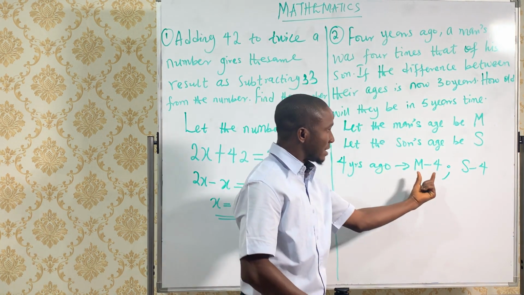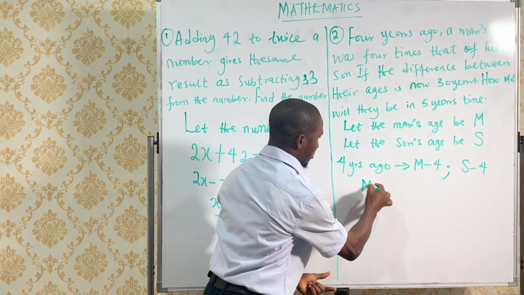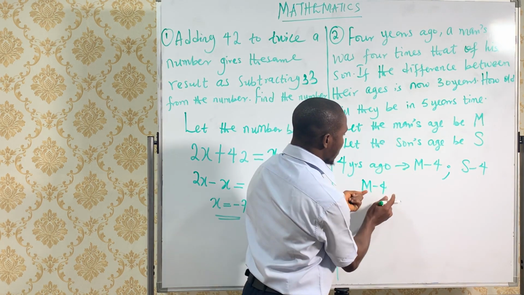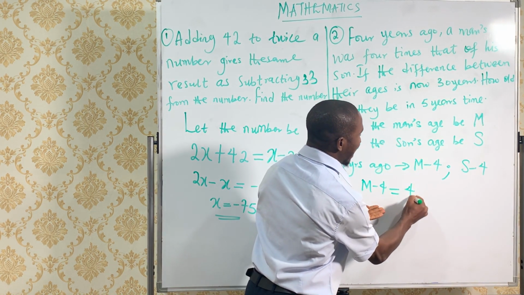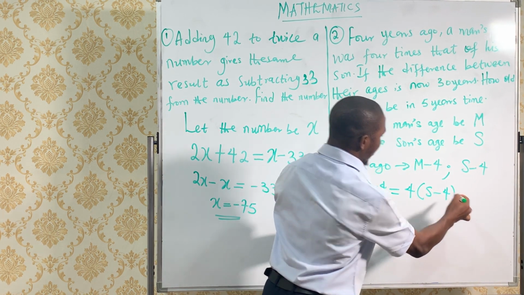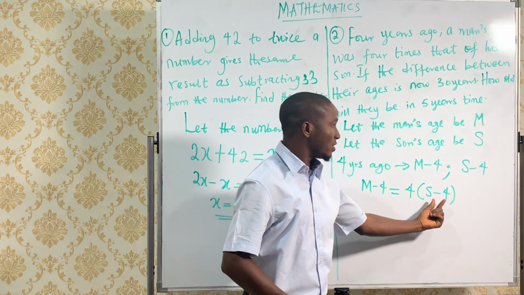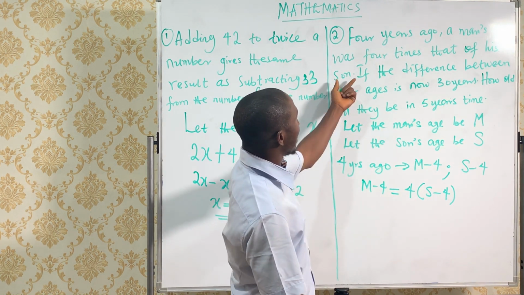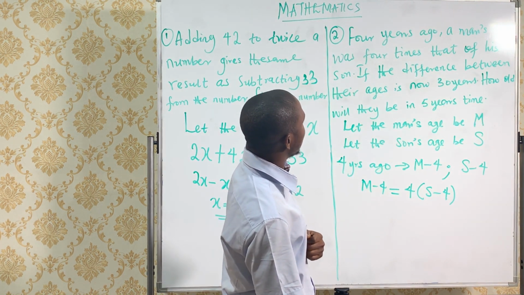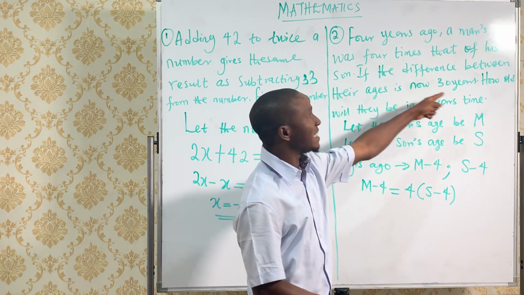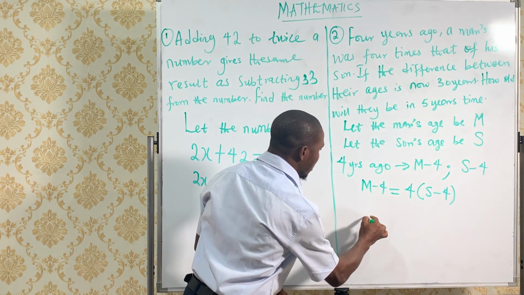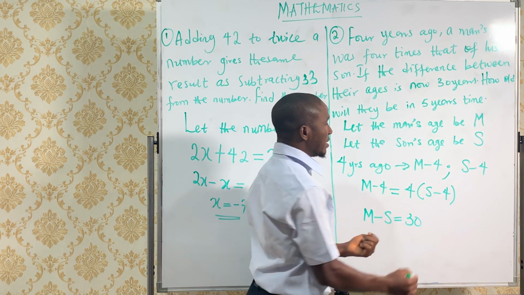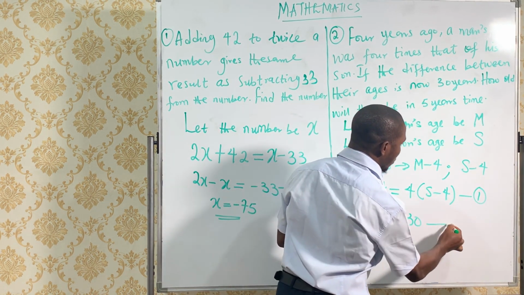4 years ago, that is M minus 4, a man's age was 4 times that of the son. This is the man's age 4 years ago, and this is the son's age 4 years ago. So a man's age was 4 times that of the son's age. That's the first sentence. Now, let's continue. If the difference between their ages is now 30 years, the difference between their ages, which is M minus S, is now 30 years. So you can easily call this your first equation, and you call this your second equation.